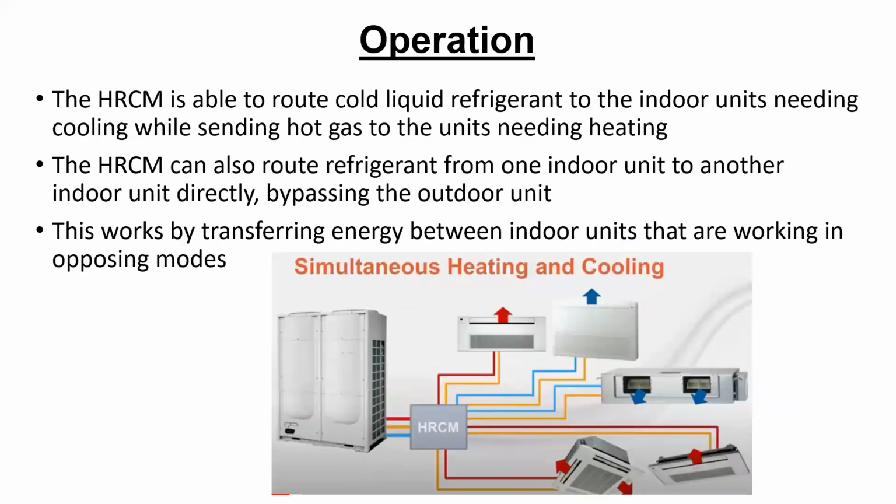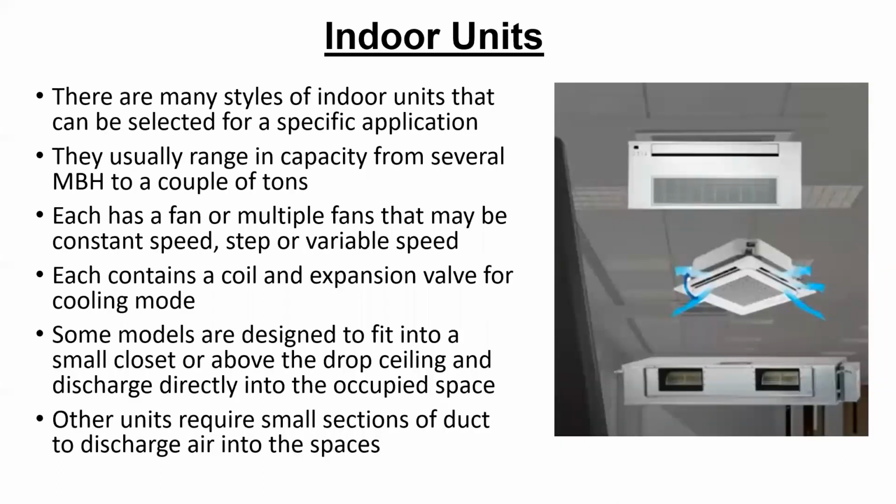So the HRCM is able to route cold liquid refrigerant to the indoor units needing cooling while sending hot gas to the other units needing heating. It can also route refrigerant from one indoor unit to another indoor unit directly. This way you're saving significant energy on the compressor side. This works by transferring energy between the indoor units that are working in opposite modes.